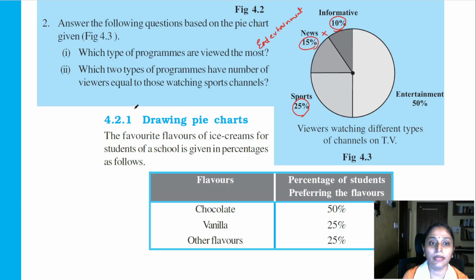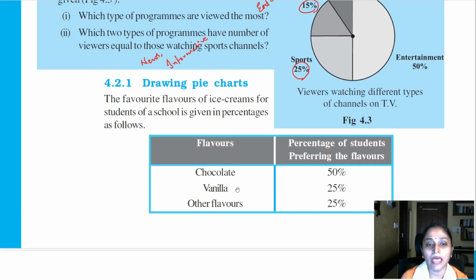Therefore, you can say that which two types are those? News and entertainment. Sorry, news and informative, together have the same number of viewers as sports. Sports is 1/4, and news and informative together is 1/4. Entertainment is half. When you add all these four categories, you will get the entire whole as 1, right? Now, how do you draw a pie chart?